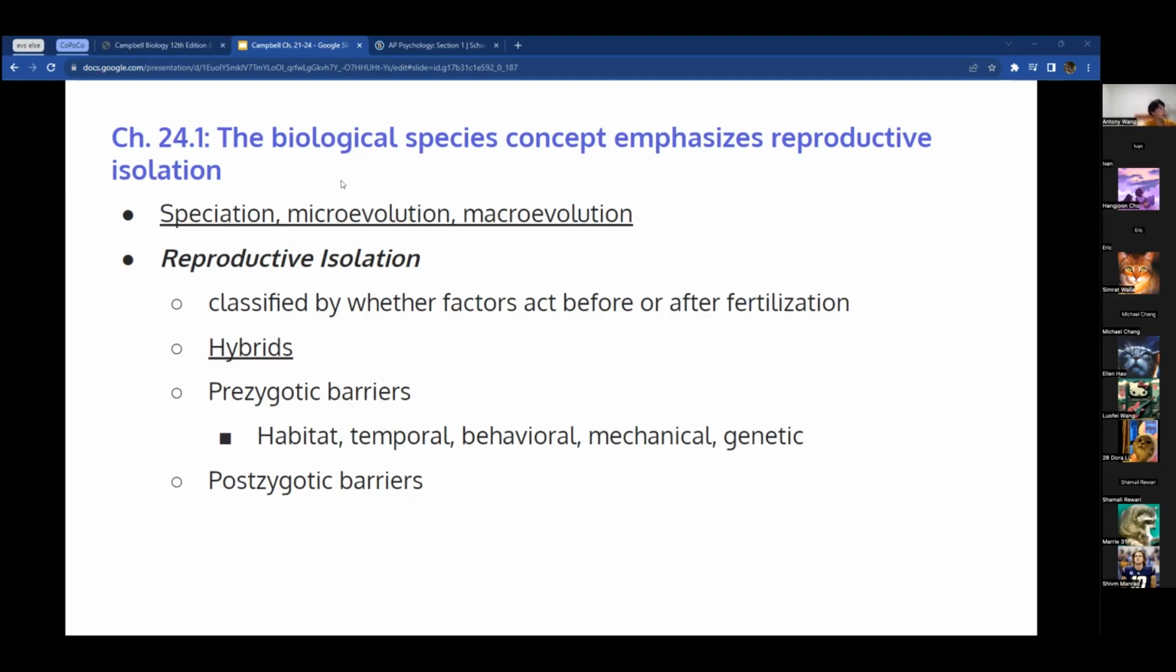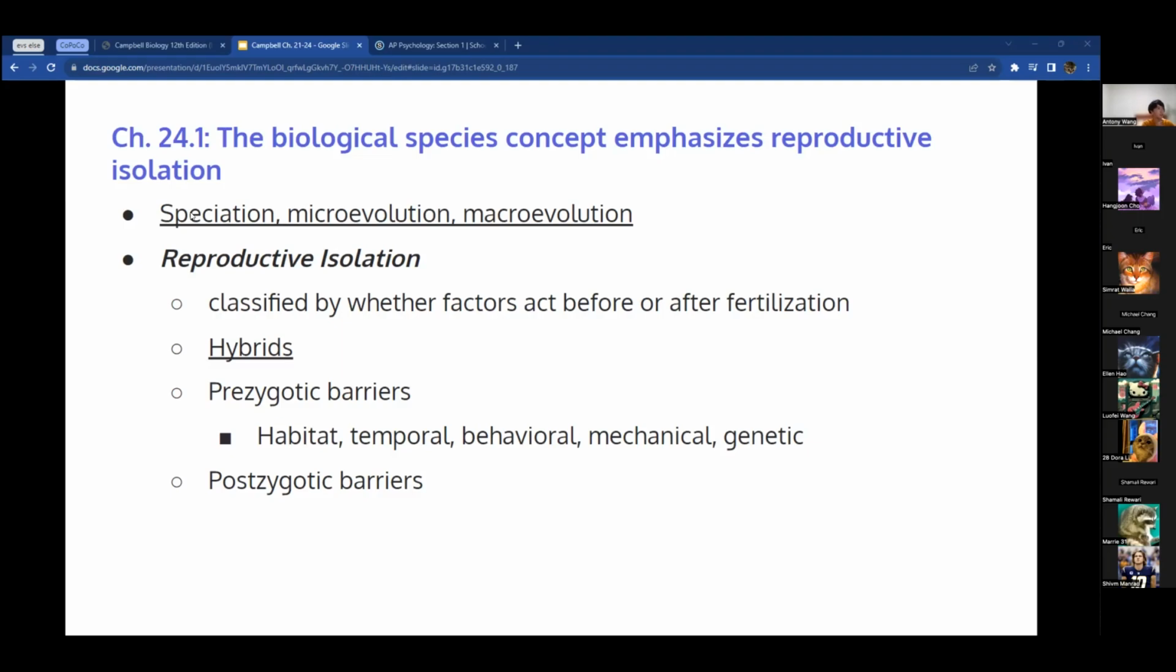Speciation, microevolution, and macroevolution. Speciation is the divergence of one species into two separate species. Microevolution is changing allele frequencies within a species, and macroevolution is basically just speciation.